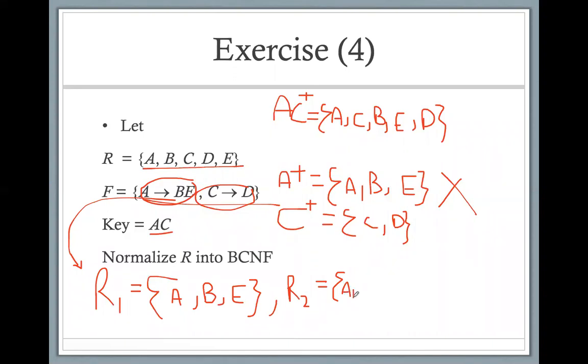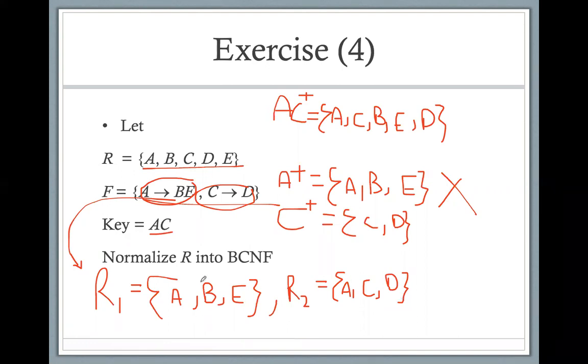Otherwise, you lose the connection between the tables. You remove B and E, and you have A, C and D. So I have now two relations, ABE and ACD. Are these two tables in BCNF? If they are, then I'm done. If they're not, then I have to normalize again. So what do you think? Are these in BCNF?